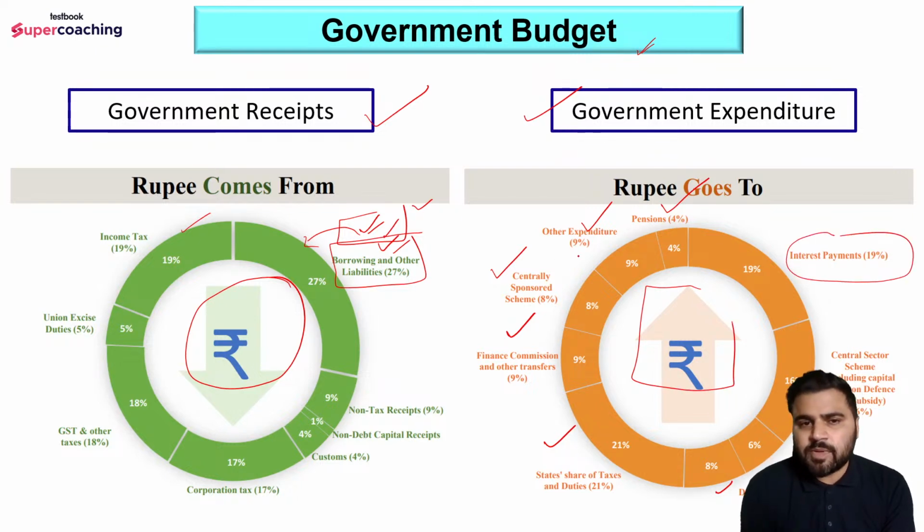What is this interest payment? The borrowing that the government is taking. The government has to pay interest on that, and this is the interest payment, right? So the thing is that ultimately the government is receiving something and the government is spending something.